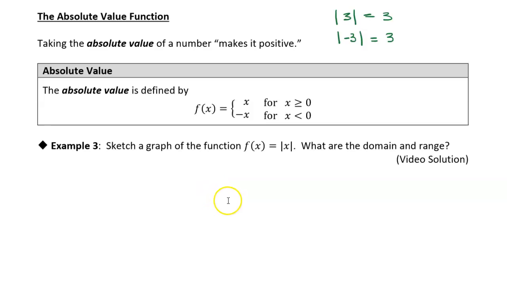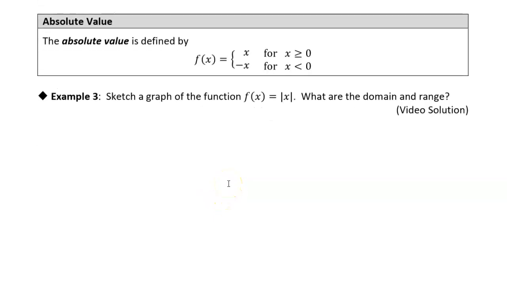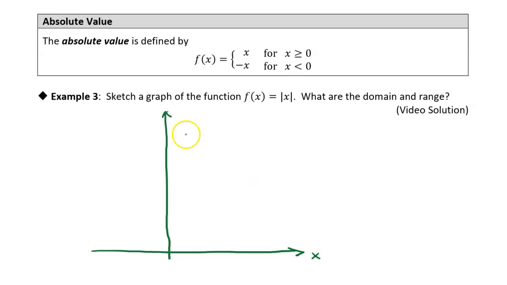So in example 3, we're asked to sketch the graph of the absolute value function. All right, so you can sort of think of it as the line y equals x, right? F of x equals x, except that the negative part is flipped up to become positive. All right, so let me draw an axis here. There's a vertical and horizontal axis, x and f of x.